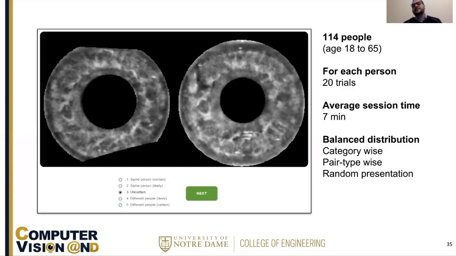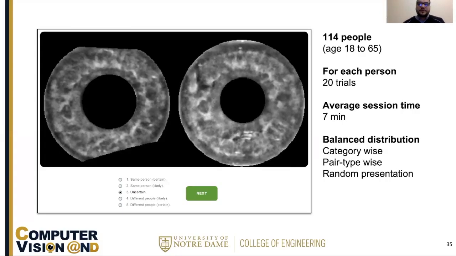And for each person, we had 20 trials, which means 20 pairs. We had 10 pairs of genuine cases and 10 pairs of impostor cases. And we tried to have a balanced set for all the categories, so the same amount of each category. And we were doing a random presentation. So each time we were running the program for showing pairs of irises to people, the sequences were chosen at random. And people on average spent 7 minutes doing this first part of the experiments.